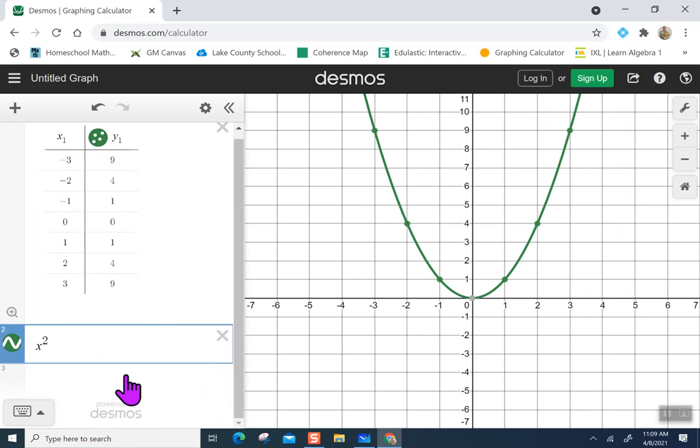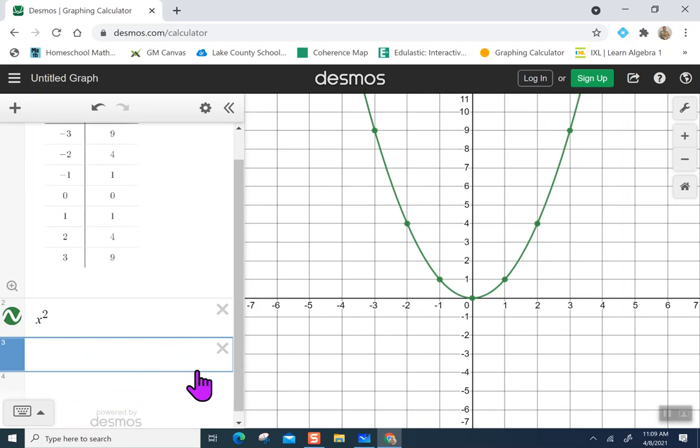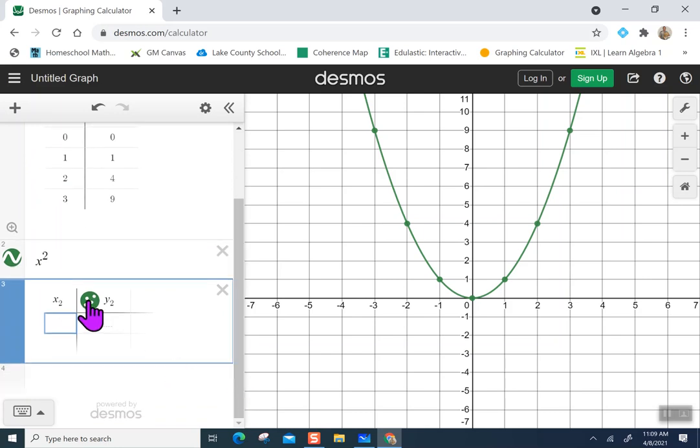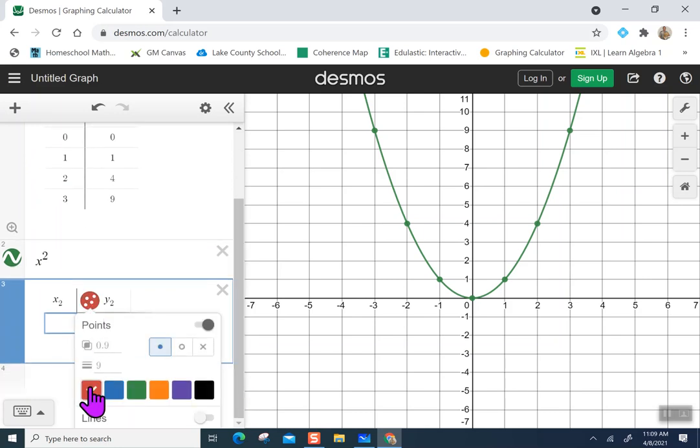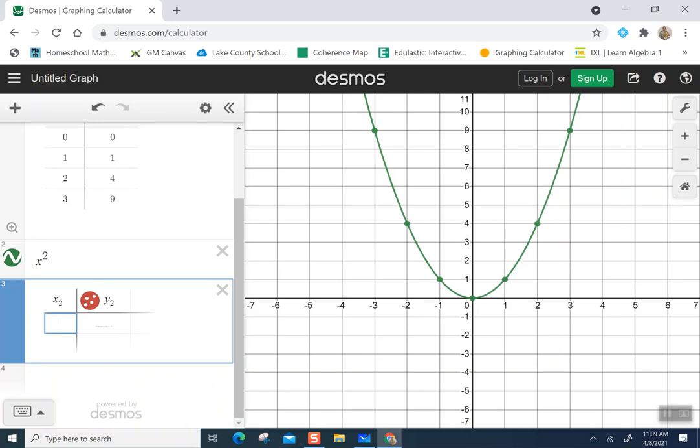All right, now I'm ready to see what happened. So for this one, I'm going to go to a table. Okay, notice it picked green again because it thinks you still want green. Let's tell it we don't want green. Let's tell it we want red. And now let's do our ordered pairs.